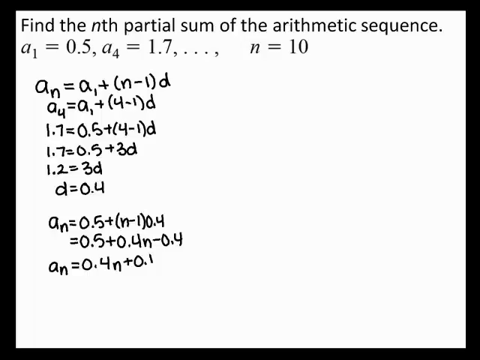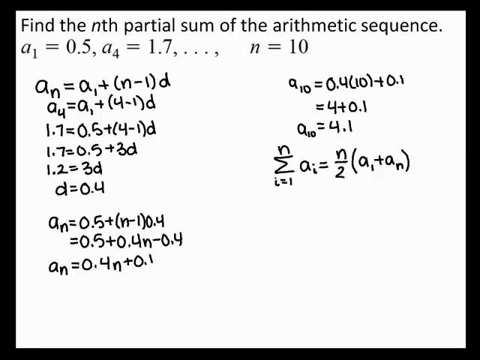Substitute 10 in for n. Simplify 4/10 times n. Simplify 4 plus 1/10. You find that a sub 10 is equal to 4 1/10. Use the nth partial sum formula. Substitute 10 in for n, 5/10 in for a sub 1, and 4 1/10 in for a sub n.